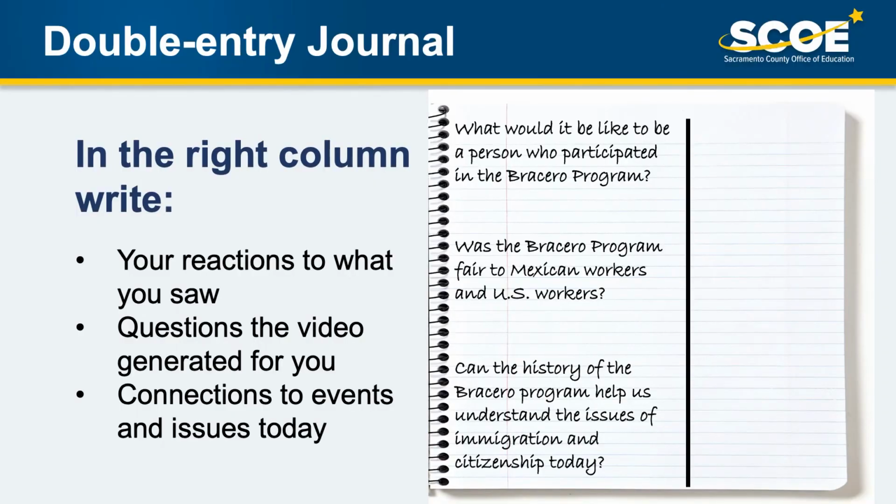Now that you know more about the Bracero program, and have recorded some key details in the left-hand column of your double entry journal, take some time to write down your thoughts about what you saw in the right-hand column. These can be reactions you had, questions the information or images prompted, or connections you've made to events happening today. For example, if you noted an image of workers bent over in the field, you may want to ask the question, did they suffer any long-term problems from working in that position all day?